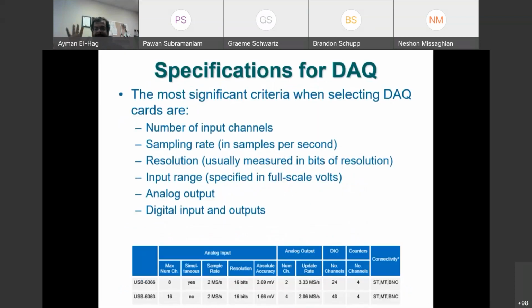I will stop here. Next class, we will be working on data acquisition systems.